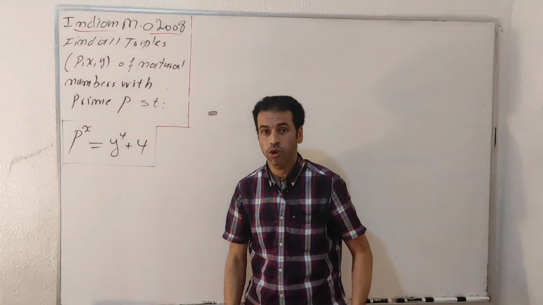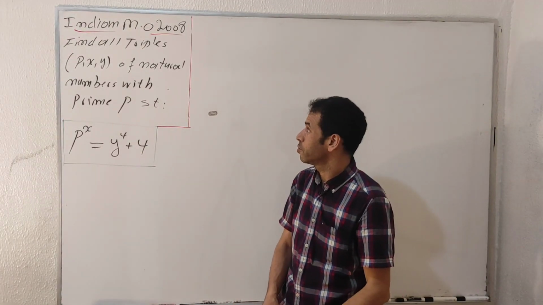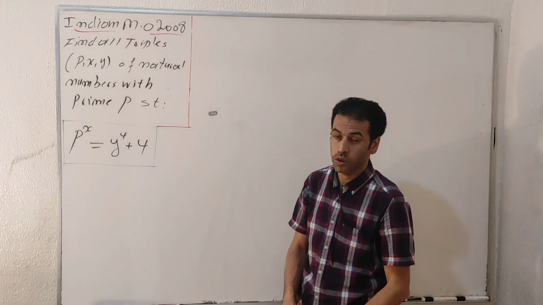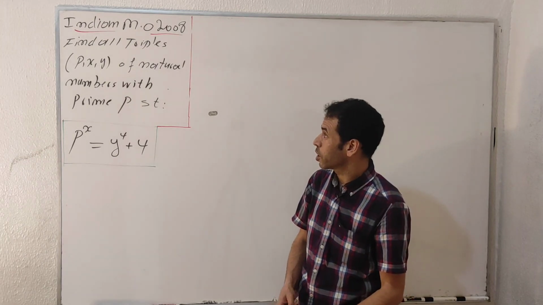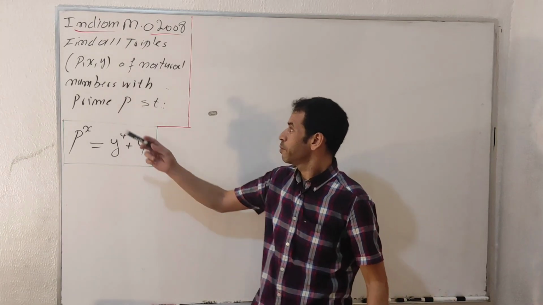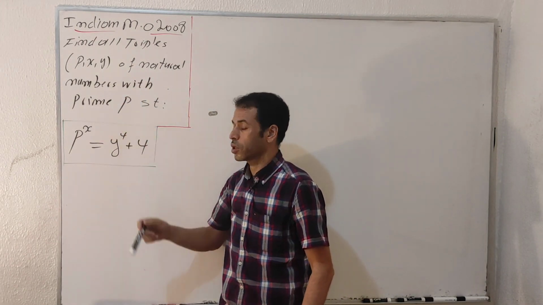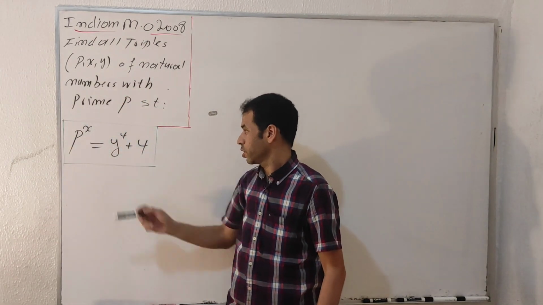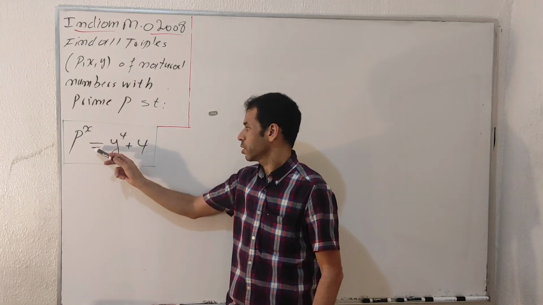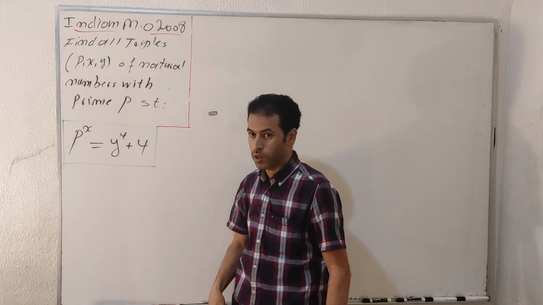In today's video, I would like to introduce a very nice problem of Indian Mathematical Olympiad edition 2008. Here is the following setup. Find all triples p, x and y of natural numbers with prime p such that we have the following equation: p to the x equals y to the fourth plus number 4.